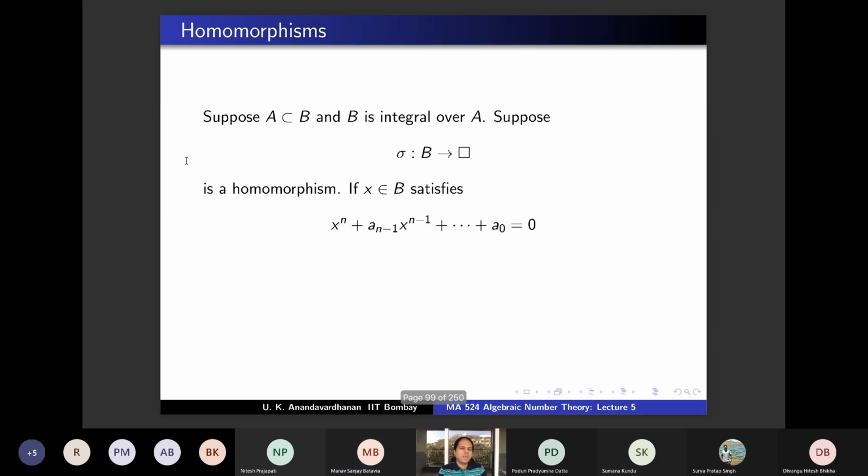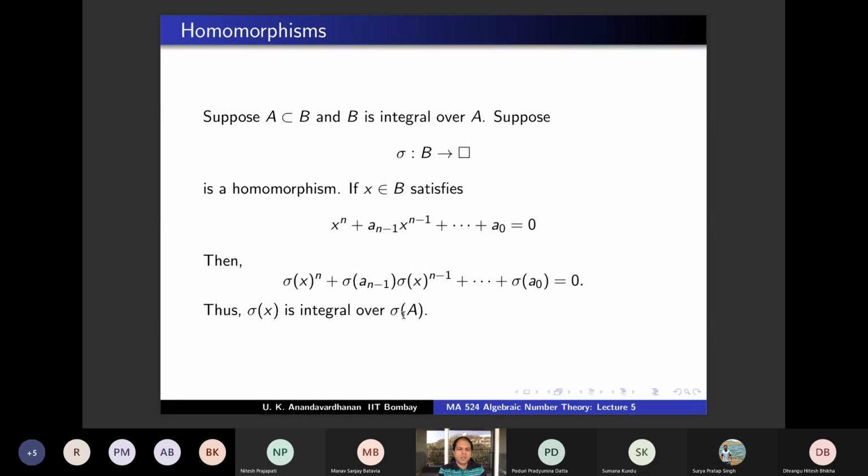If X in B satisfies this polynomial, because X is integral over A, it satisfies some polynomial where these a_i are in A. You apply sigma, it's a ring homomorphism, so you get sigma X satisfies this polynomial. So the conclusion is sigma X is integral over sigma of A. That's an easy observation, okay? Therefore sigma of B is integral over sigma of A, as you have already guessed.